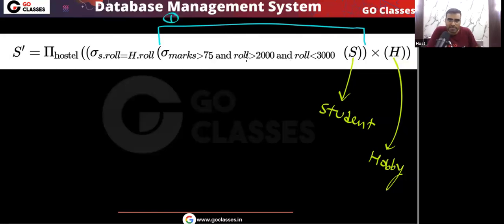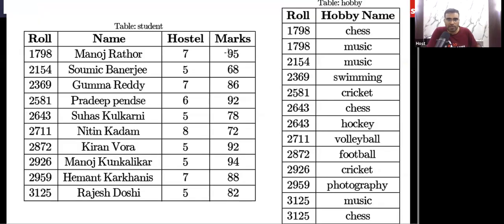From the table S, please notice, marks should be more than 75, and roll number more than 2000 and less than 3000. So from the table S, marks should be more than 75. So this tuple will be gone, because marks is not more than 75, this tuple will be gone.